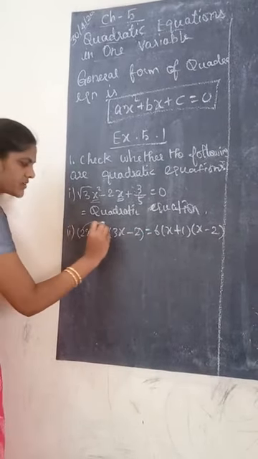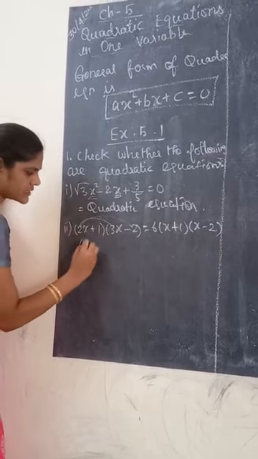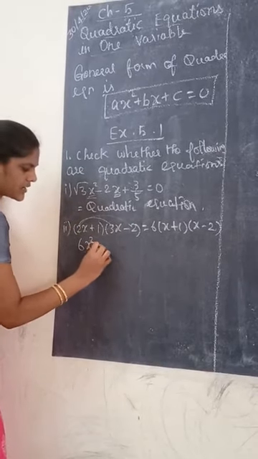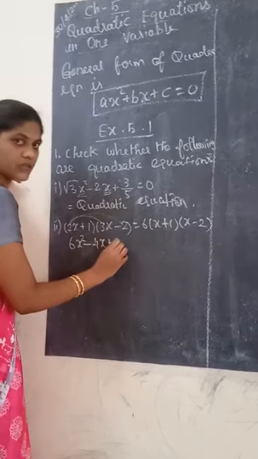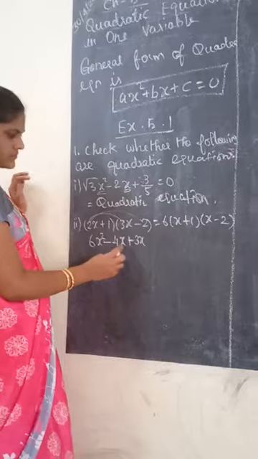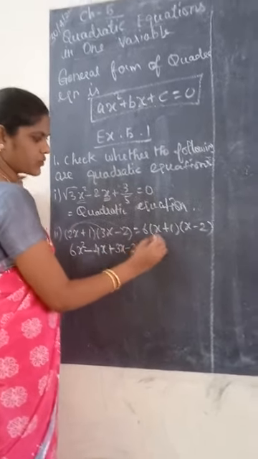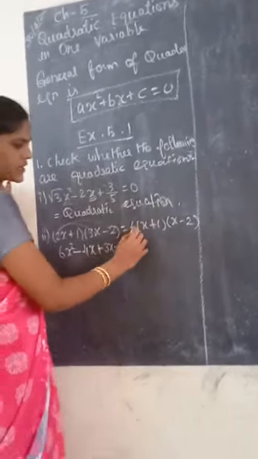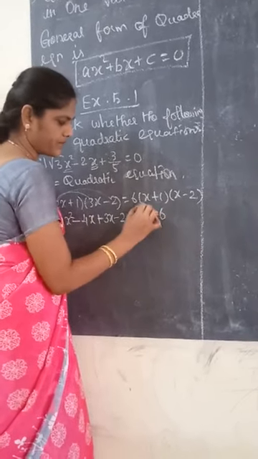Simplify this. First take 2x and multiply with this 2. 3 2s are 6, x into x is x square. Plus into minus is minus, 2 2s are 4x. Plus 3x. Plus into minus is minus 2, equal to. Same thing, we need to multiply here. 6 into x is 6x. Plus 1 into 6 is 6.